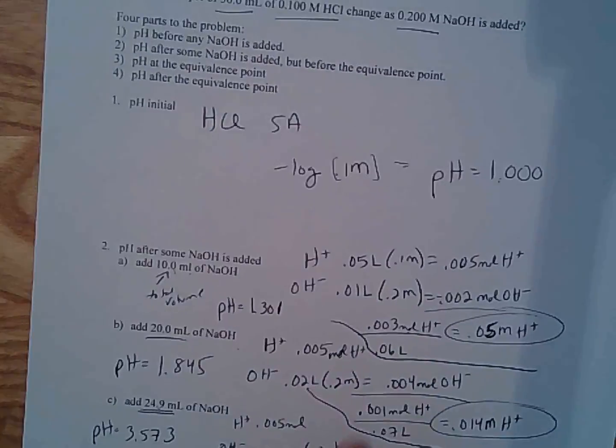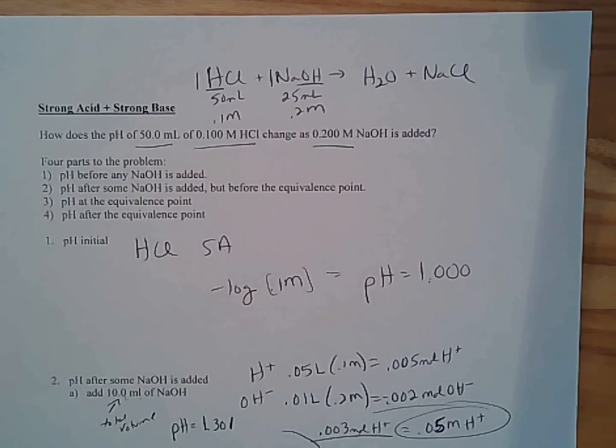So with strong versus strong, we are looking at a mole-to-mole type problem is really where we do the math. This one was pretty straightforward because I just had to do a one-to-one relationship because it was HCl and NaOH. That's not always going to be the case, but it is an easy way to start the process.